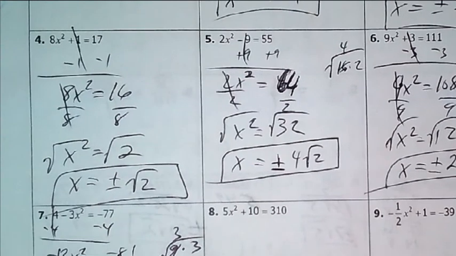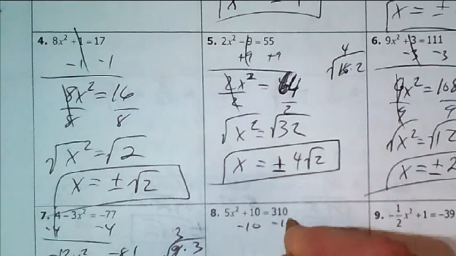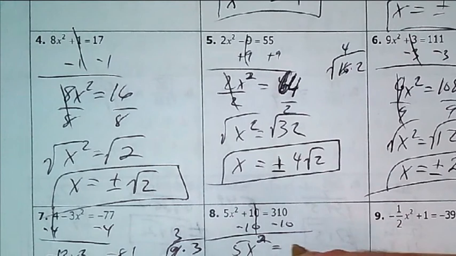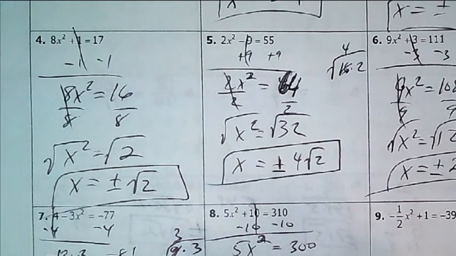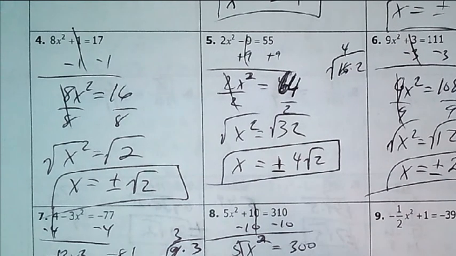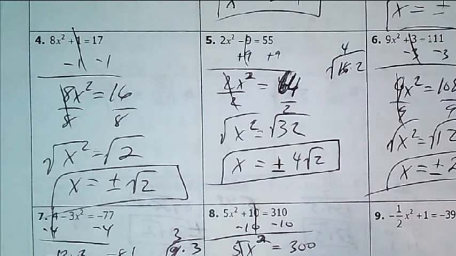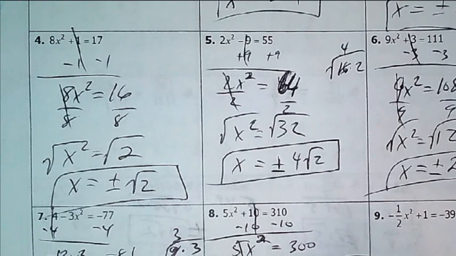Okay, number 8, subtract 10 from each side. 5x squared equals 300. Divide by 5. x squared equals 60. Square root of both sides. Plus minus. So yes, you're going to use 4 and 15. Square root of 4 is 2. 2 on the root of 15.